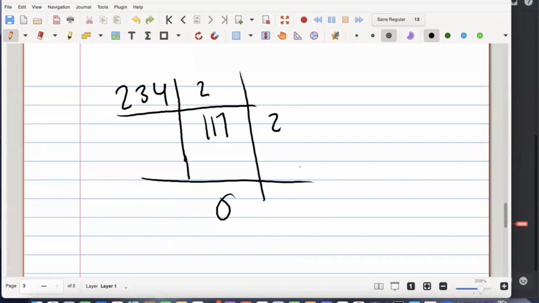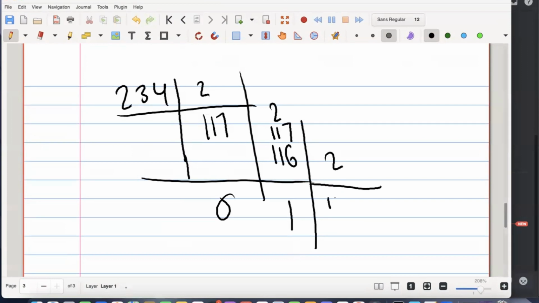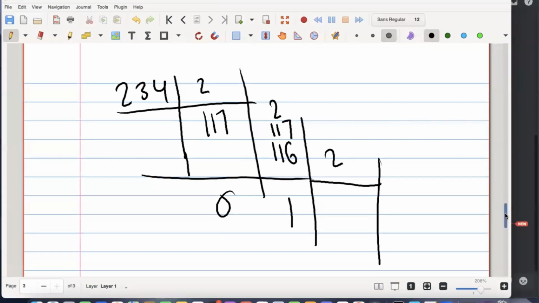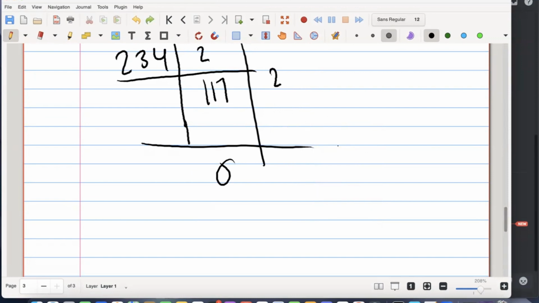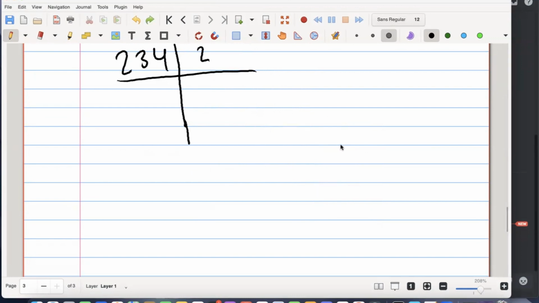Okay, let me just re-explain this. So you'd have to divide 117 by 2, which would be 58, which is the nearest term. 58 times 2, which is 116. 117. And then you would have to subtract that. That's 1. Okay, let me rewrite this. I understand now. Thank you so much though.